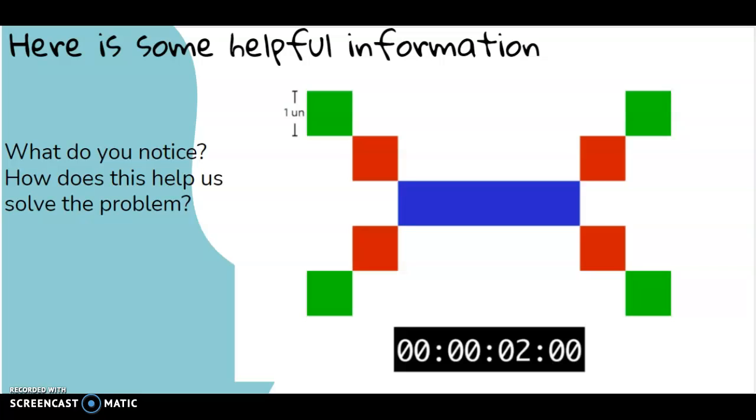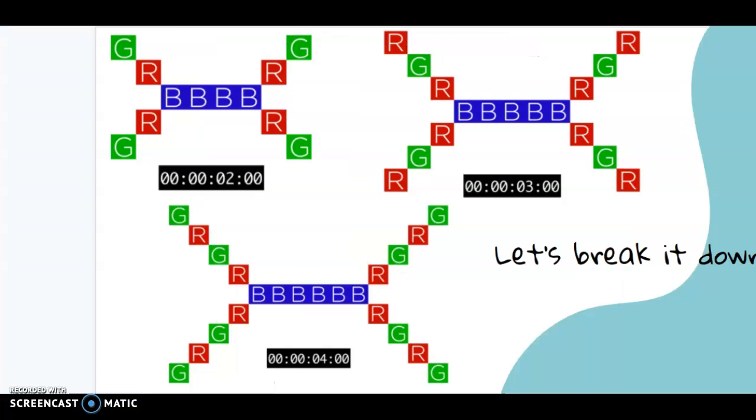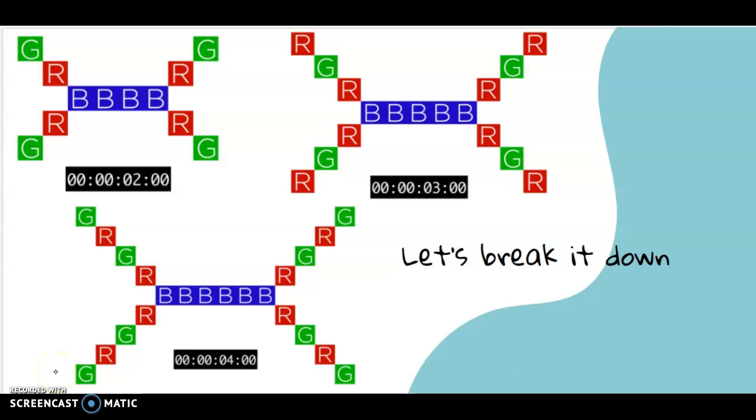Now the real question is, I can't really tell how many blue blocks there are without drawing it out. So we're going to break it down. Here's where our 2 second mark is. I actually have 1, 2, 3, 4 blues. I have 1, 2, 3, 4 reds and 4 greens. And as I move to 3 seconds, what's increasing, staying the same, or changing?